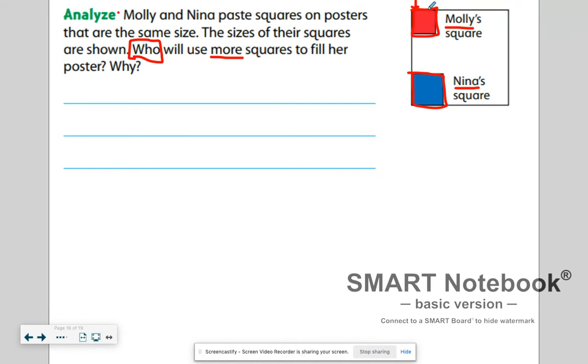All right, guys, I hope you said Molly because her squares are smaller. So if these squares are smaller, it's going to take up less space, so there's going to be more of them to fill up the square. Nina's are larger, so it's not going to take as many of Nina's as it is Molly's.